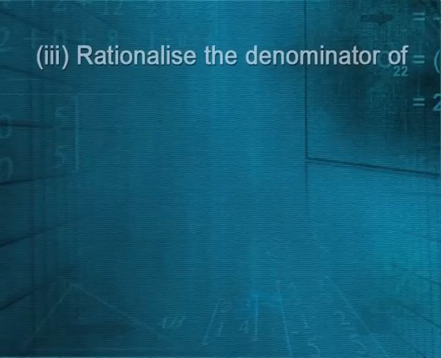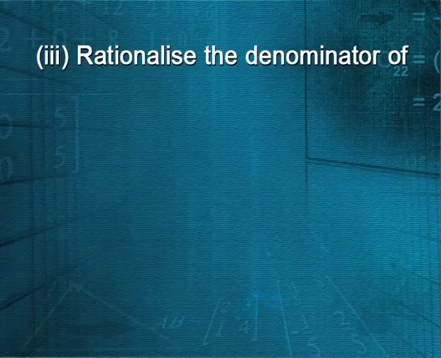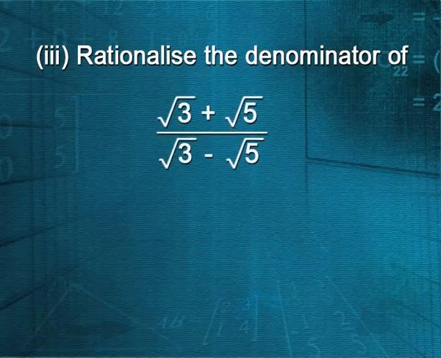Let us see one expression in which I have numerator and denominator, and I want to find the rationalizing factor of this expression. The expression is root 3 plus root 5 divided by root 3 minus root 5. Now, look at the denominator of the expression. It is root 3 minus root 5. Tell me what will be the conjugate of root 3 minus root 5? It will be root 3 plus root 5.